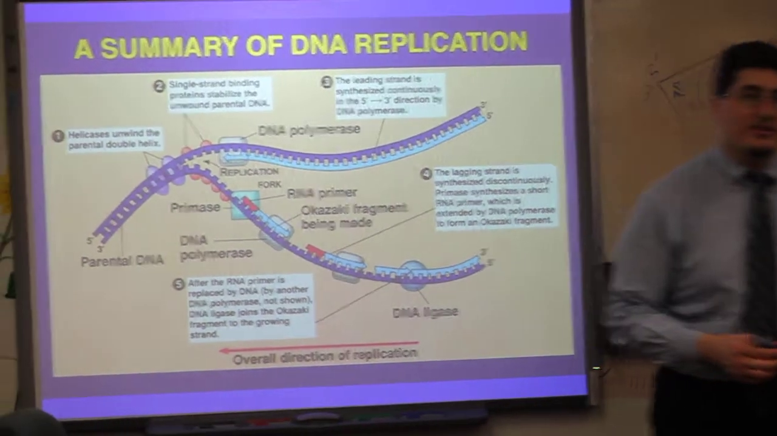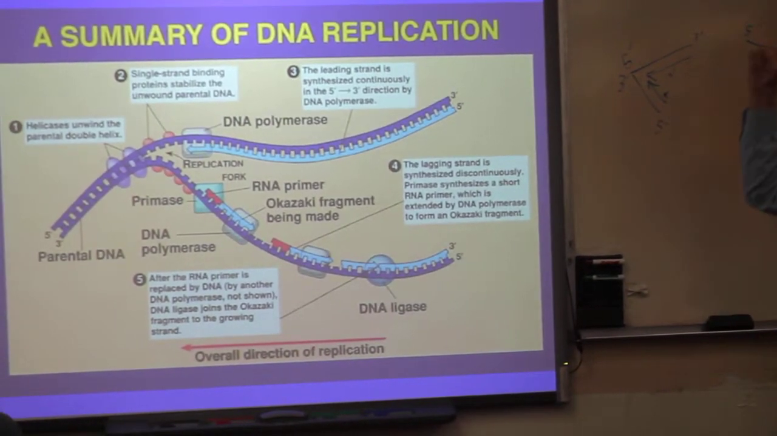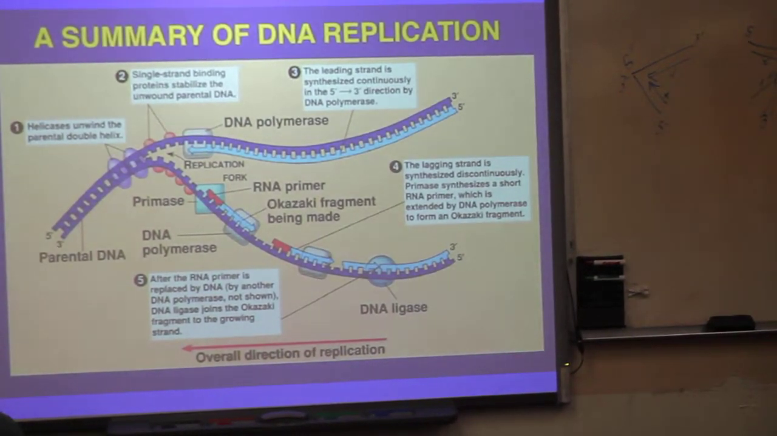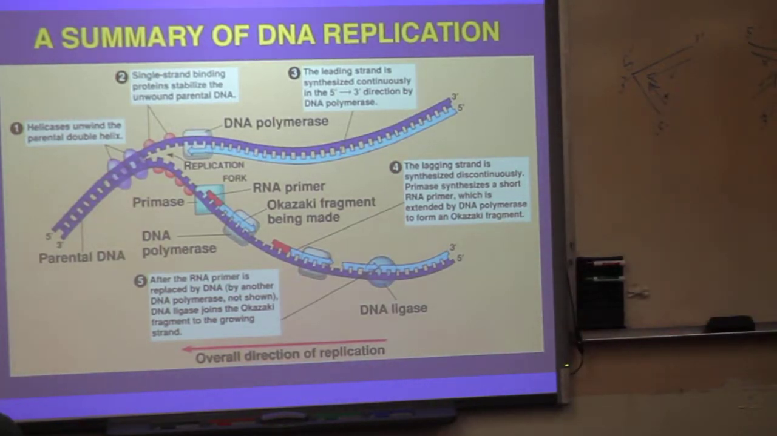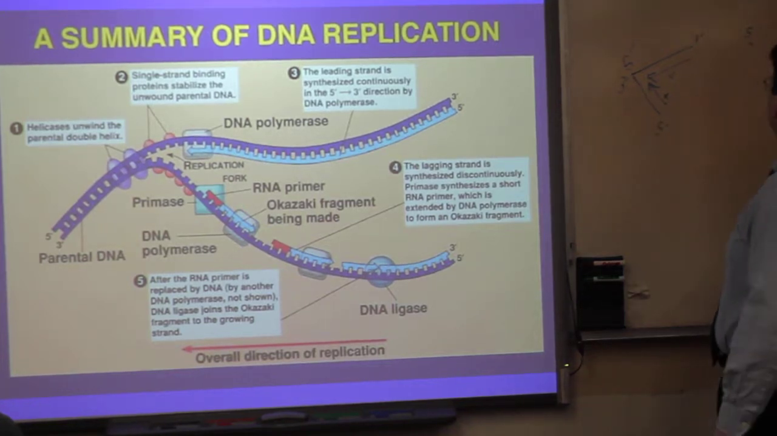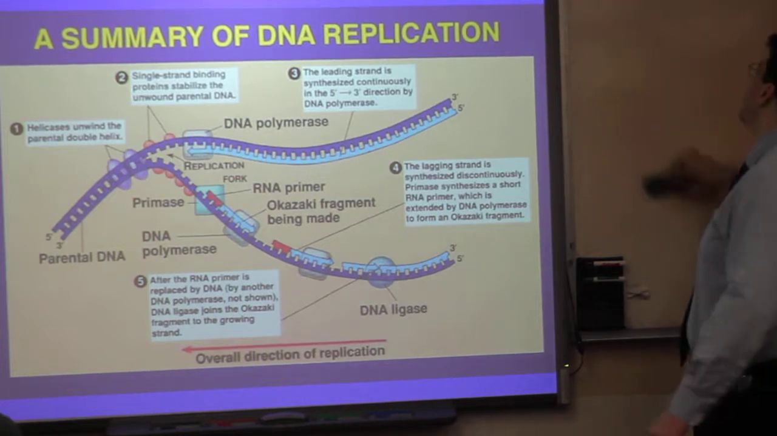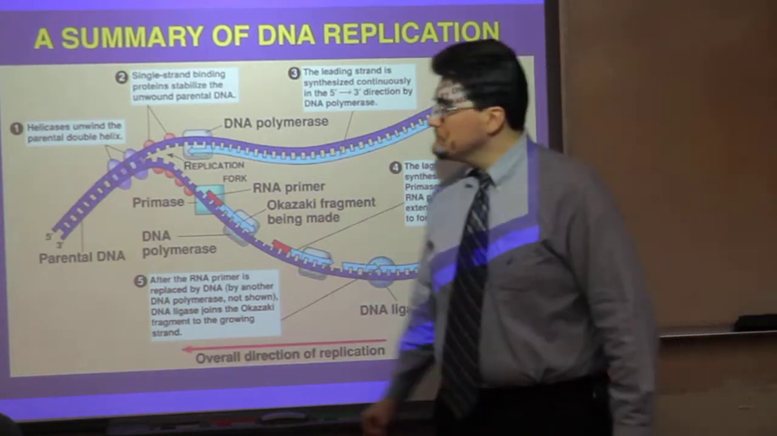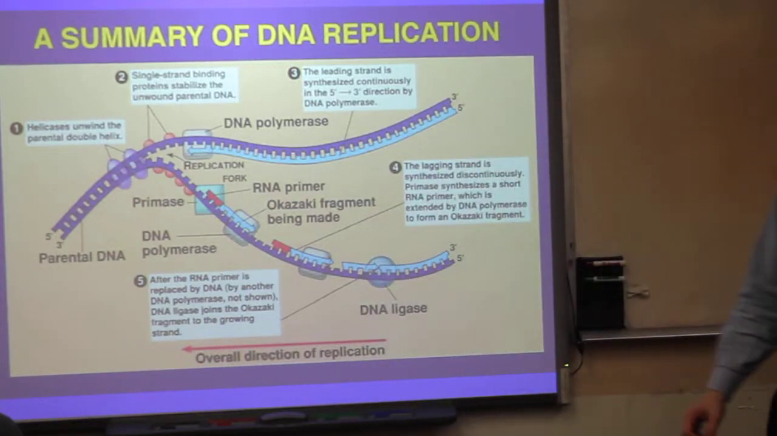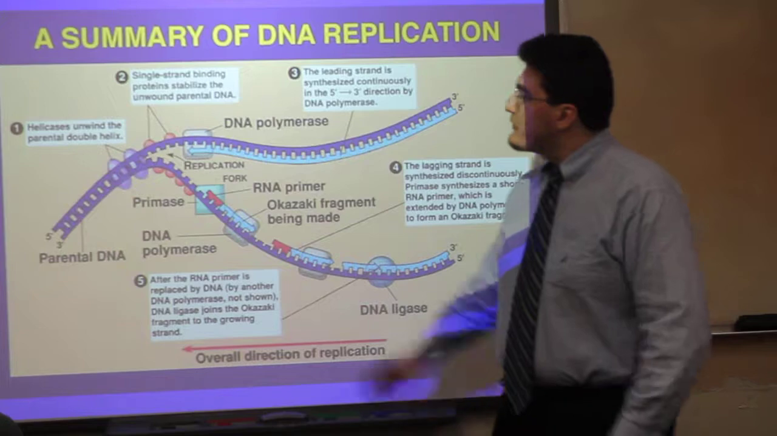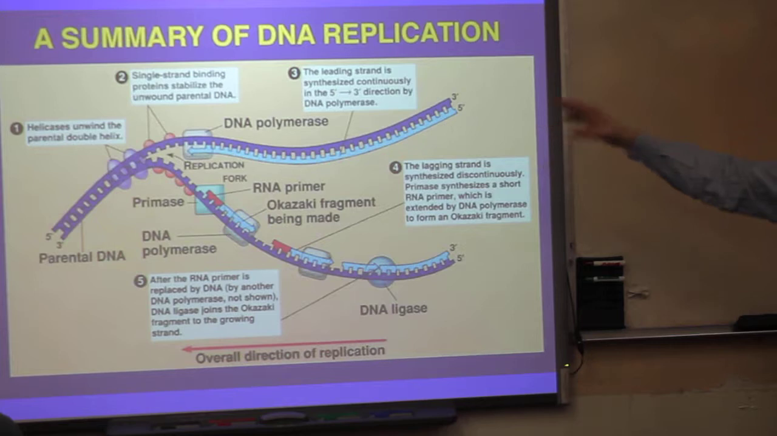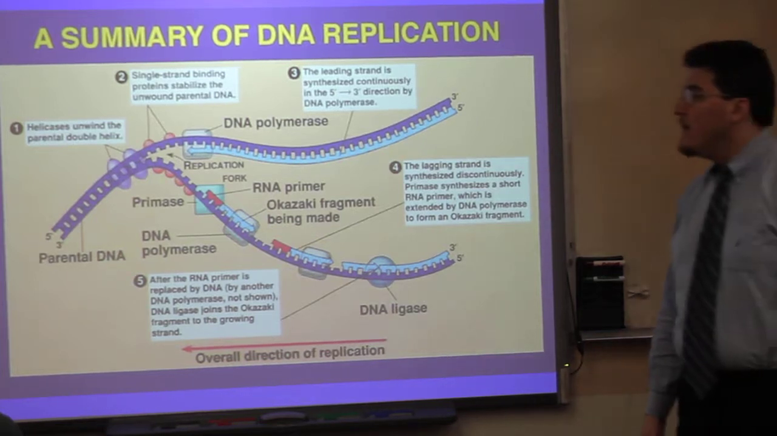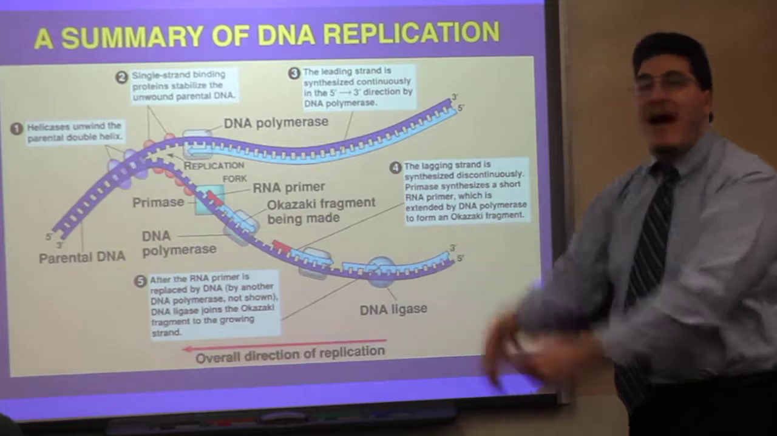This is one of my favorite pictures that I found on the internet. Educational use. Alright, so a summary of DNA replication. We're going to start with helicase. Helicase is going to unwind and unzip the parental double helix. So they're going to unwind. Then we have single-stranded binding proteins. They're going to stabilize the unwound parental DNA. They're going to prevent it from annealing back together.